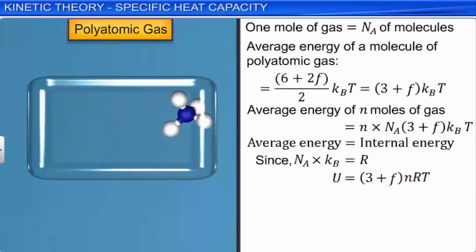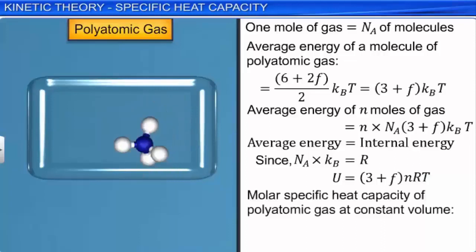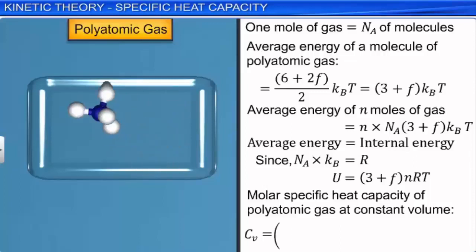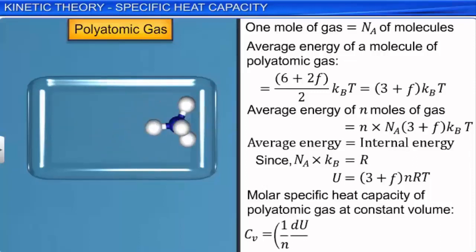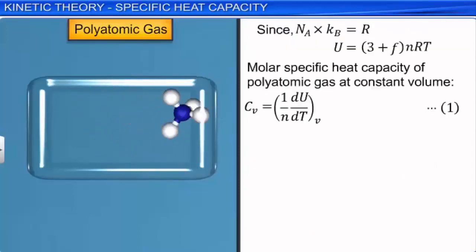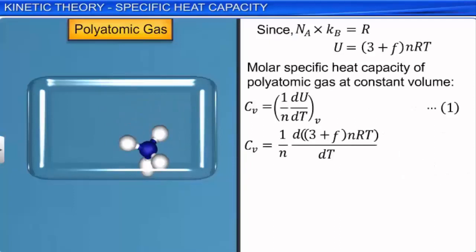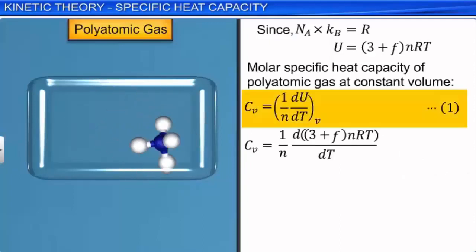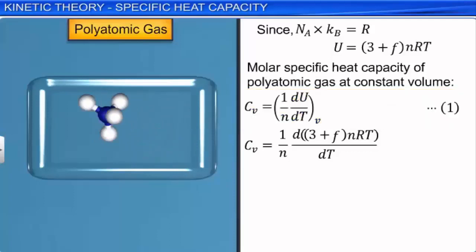The molar specific heat capacity of a polyatomic gas at a constant volume, Cv, is equal to 1 by n multiplied by dU by dT. By substituting the internal energy of a polyatomic gas in the above equation, we get the specific heat capacity at a constant volume, Cv, is equal to (3 plus f) whole multiplied by R.